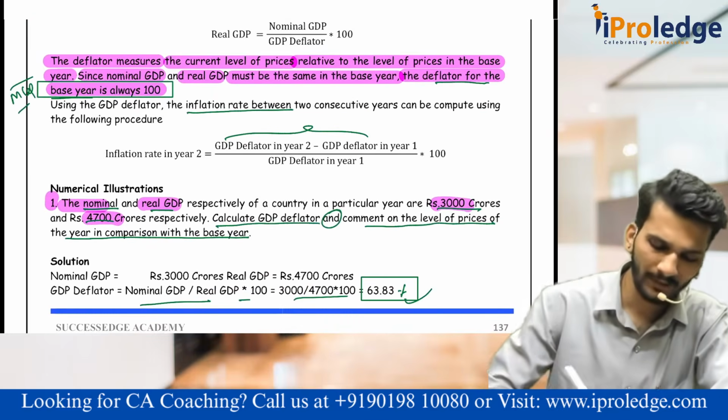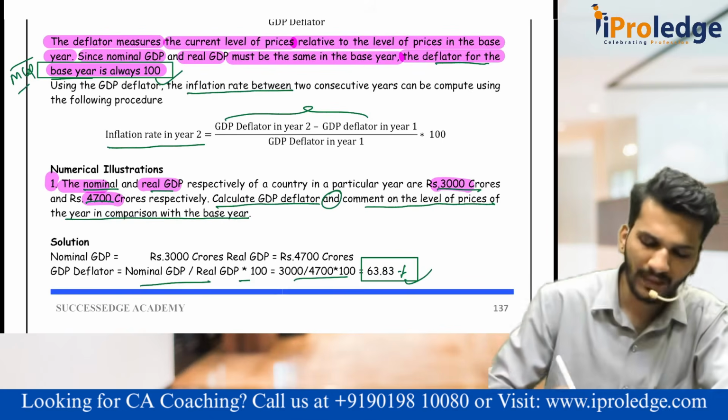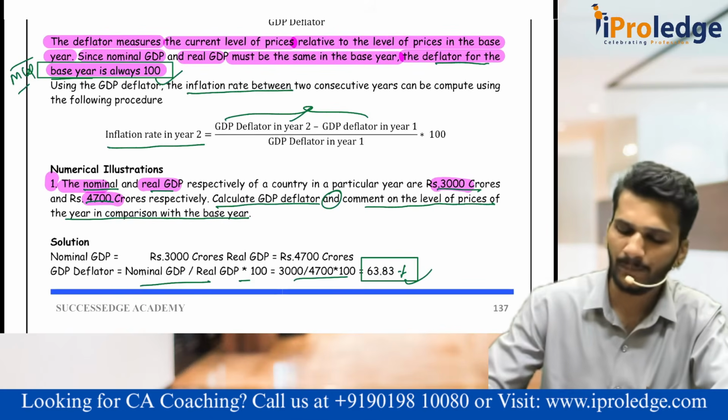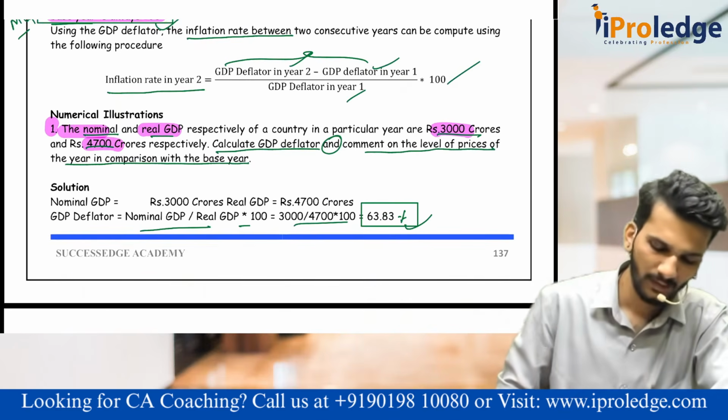Because the base year is always 100, we will get it as a percentage. If you want to know the inflation rate in year 2, it is second year GDP deflator minus first year, divided by first year, multiplied by 100. You can do it later. This is what the question is.